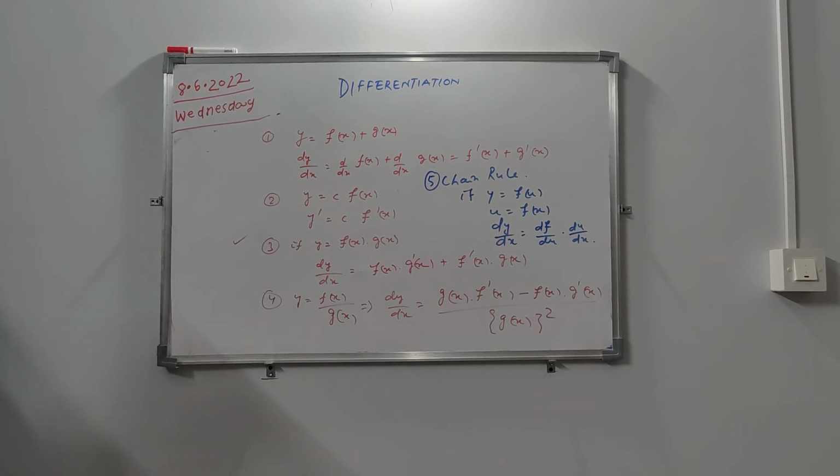And then there is something called the second order derivative. We have been discussing a first order derivative, dy by dx. If an equation contains d square y by dx square, that is called a second order derivative.